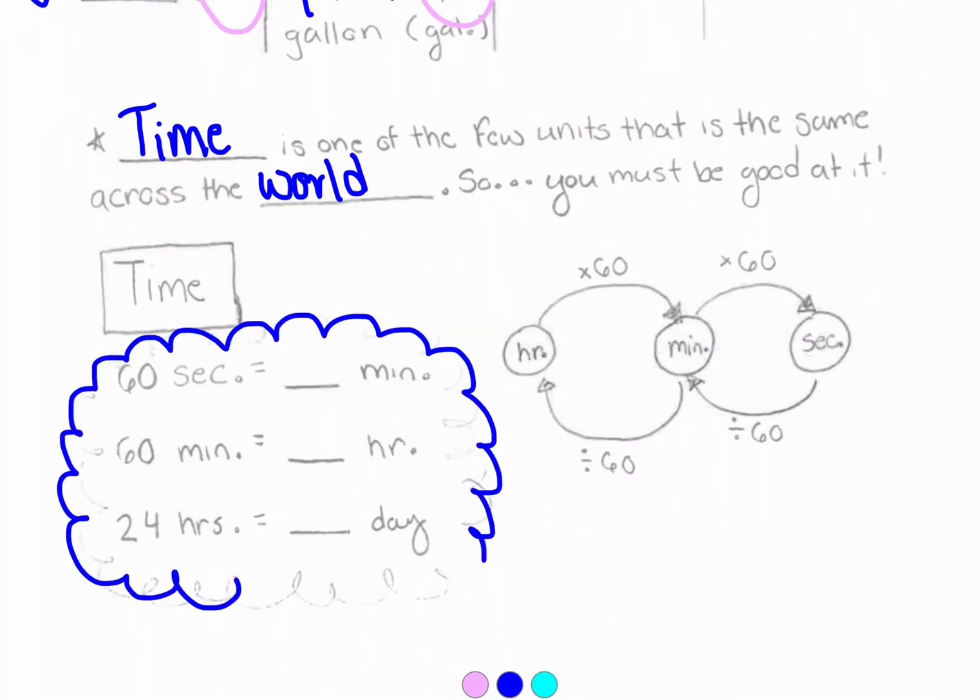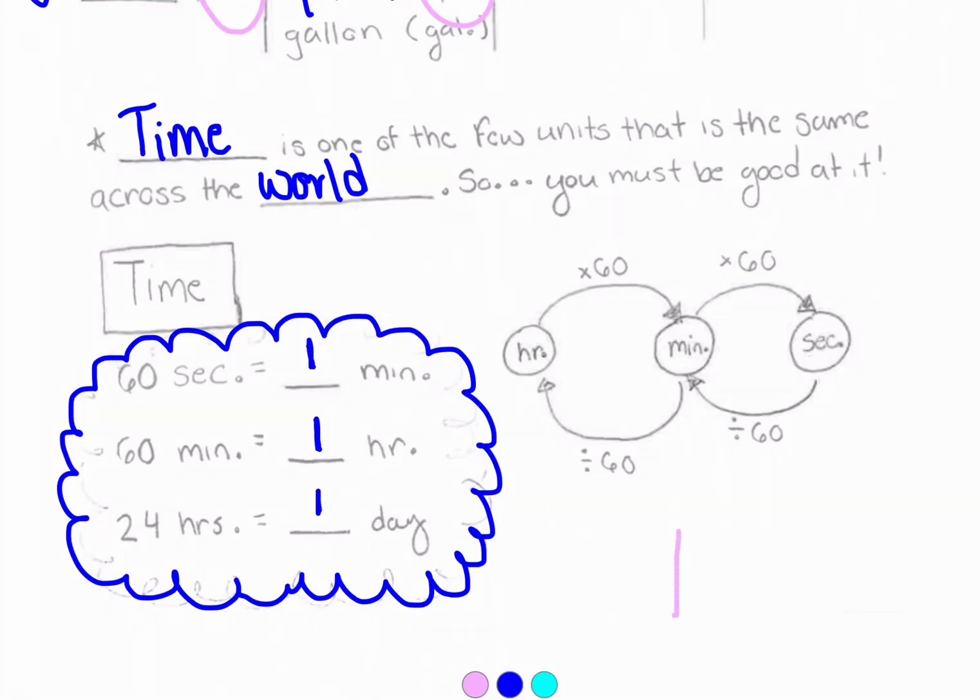And most of y'all probably picked up on this, whether you've seen it on a clock or watched it on a video game or used it in timetables tests. 60 seconds equals 1 minute, 60 minutes equals 1 hour, and 24 hours equals 1 day.